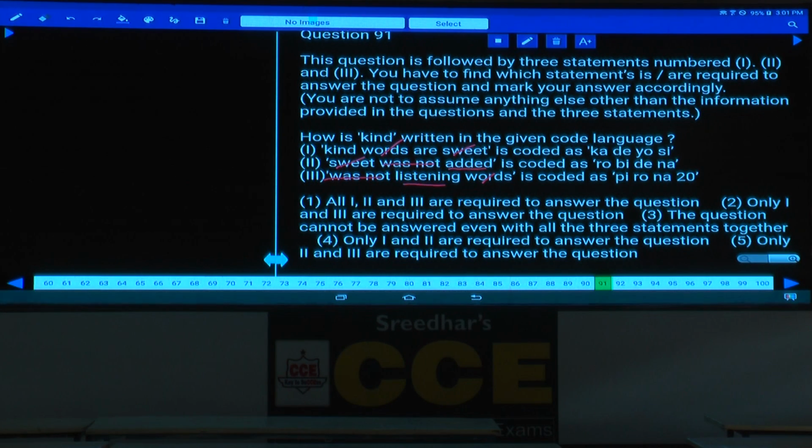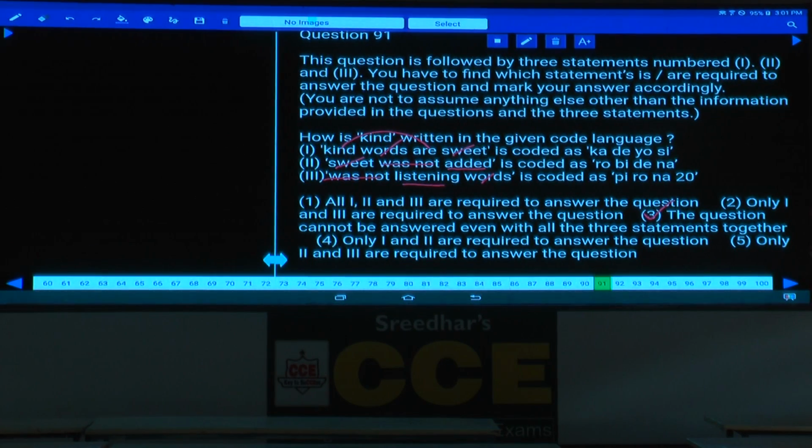I could find out the code for added, but I could not find out the code for kind and are. Finally, 2 codes are left over, 2 words are left over. The code for this one could be any one between these two. By combining all the 3 statements also, we could not determine the answer. Choice 3 is the answer. The question cannot be answered even by combining all the 3 statements together. Done? And this is about question number 91.